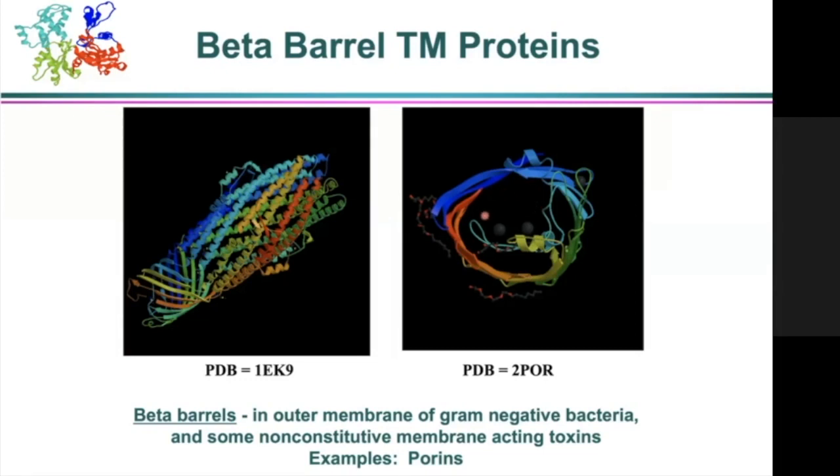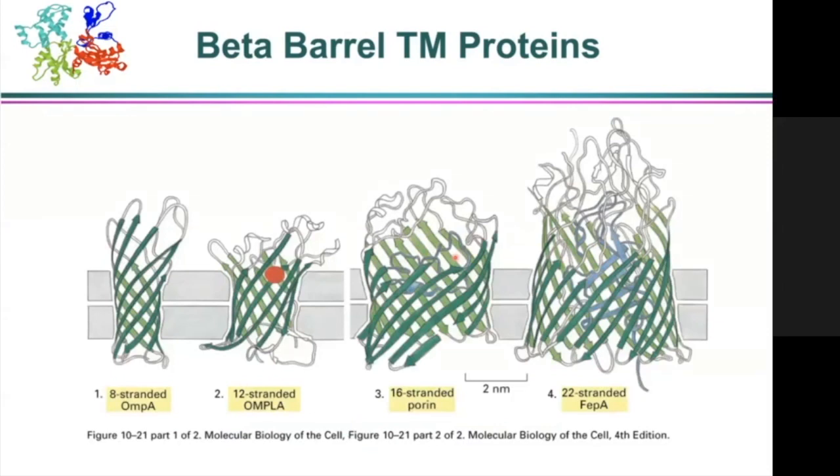This is one example of a beta barrel called porins. It's a well-known protein. And beta barrel transmembrane proteins can also have different numbers of beta strands. Here are some common ones. It's 8 strands, and 12 strands is also common, and it could be a lot bigger, like 16, 22. So these beta barrel proteins could be really big.